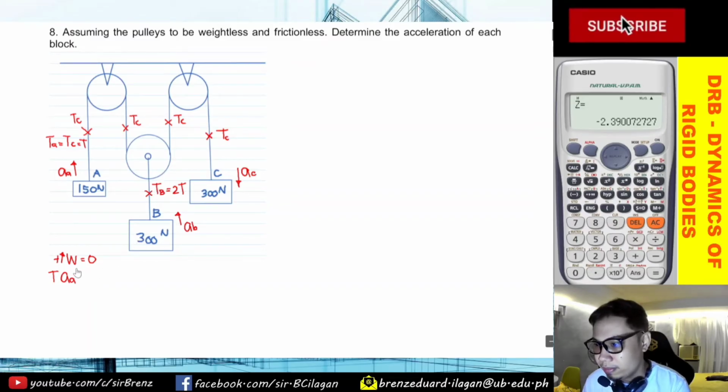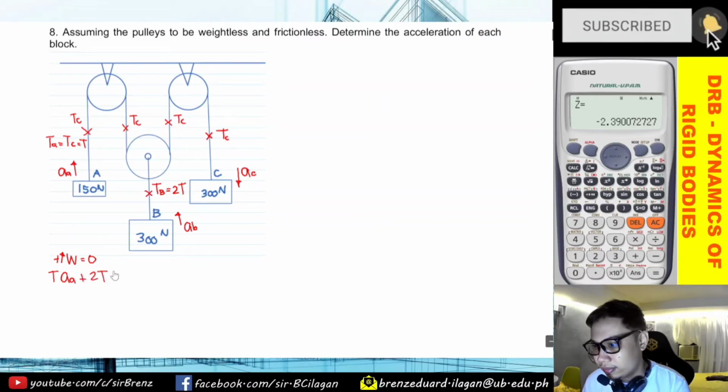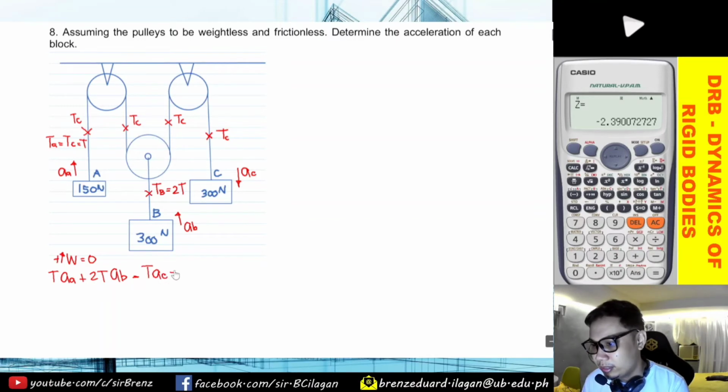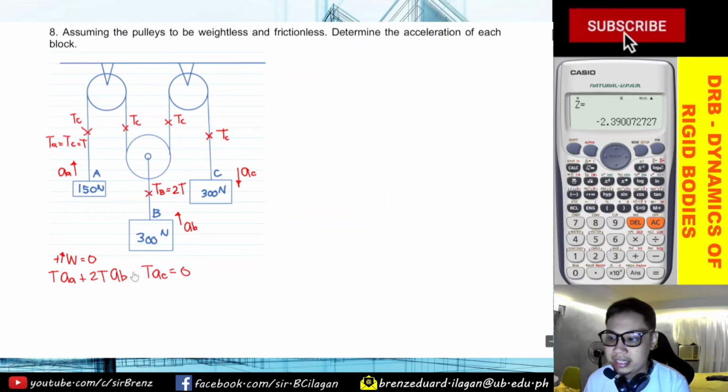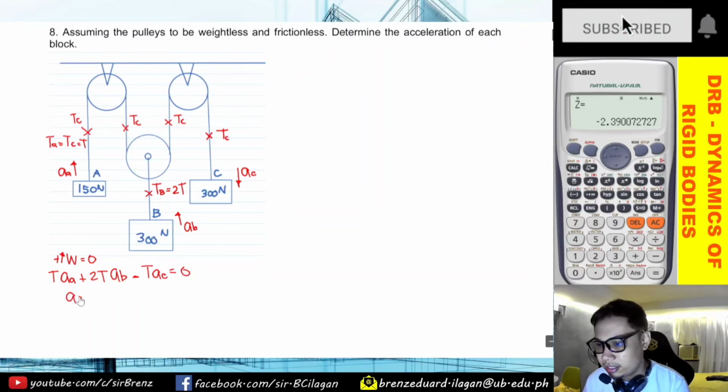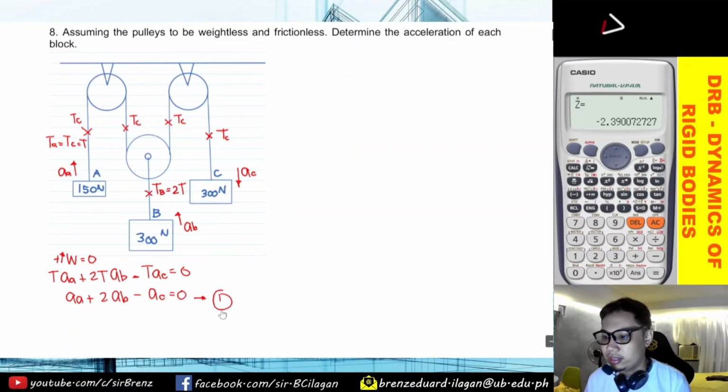So, si AB mo, pataas din. Sa C, pataas din. So, 2T A sub B. And then, ito, since pababa yan, so, minus T multiplied by A sub C equals to 0. So, cancel na lang natin yung T or the relationship of its acceleration, A sub A plus 2A sub B minus A sub C is equals to 0. So, this will be our first equation.